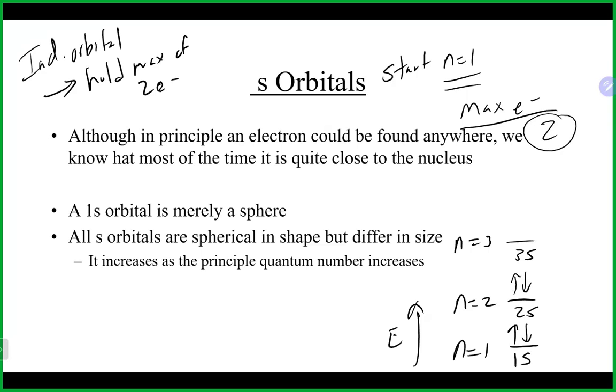Does it mean I need to always fill it up with 2 electrons? The answer is no. You could have 2 electrons, 1 electron, or no electrons in an orbital. It doesn't necessarily have to be filled up, but it can hold a maximum of 2.